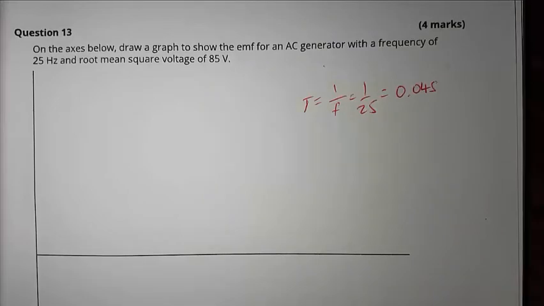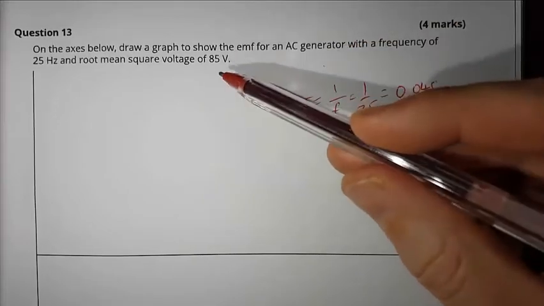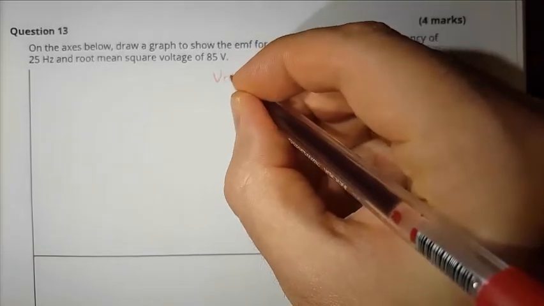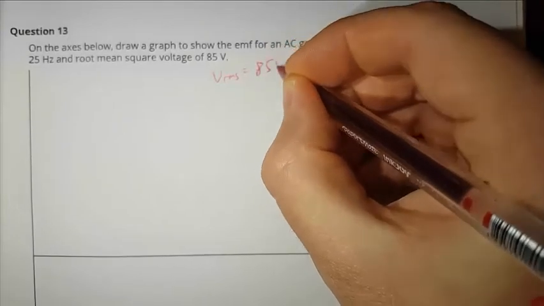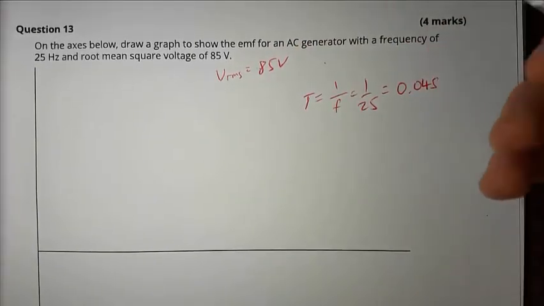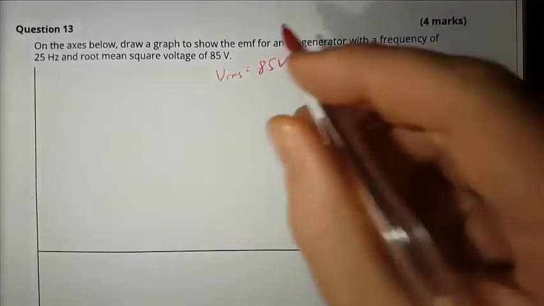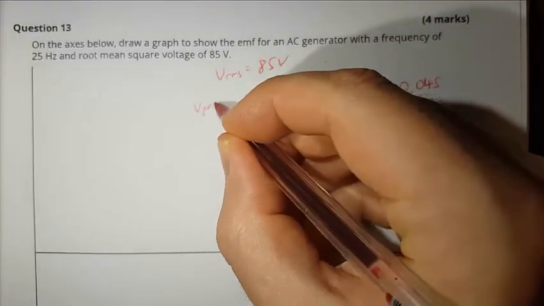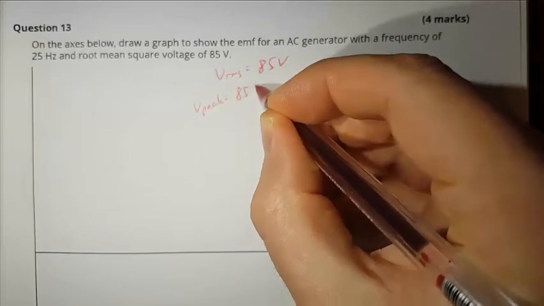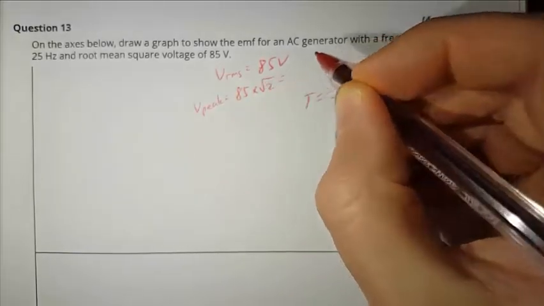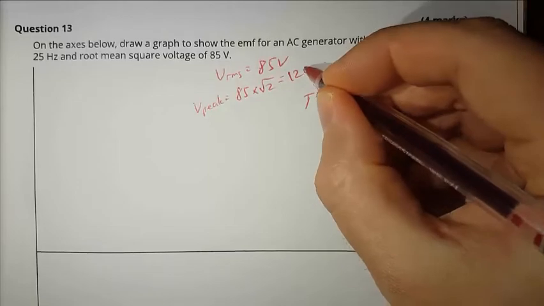seconds, and then it's basically saying that the RMS voltage is going to be 85 volts. So we know the factor's going to be root 2. We're going from RMS to peak, which means it's going to increase, so you just know that V peak is going to be 85 times square root of 2, which we end up getting is 120 volts.